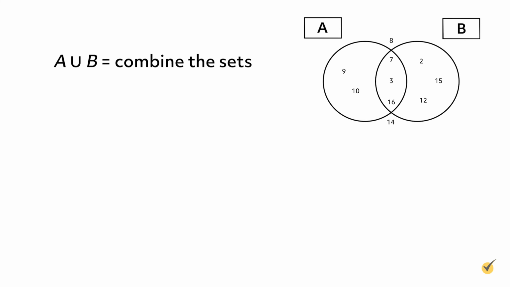What is in A union B? A union B means to combine the sets. To find this, we need to collect all elements of A and all elements of B. This means that A union B is going to contain 9, 10, 7, 3, 16, 2, 15, and 12.